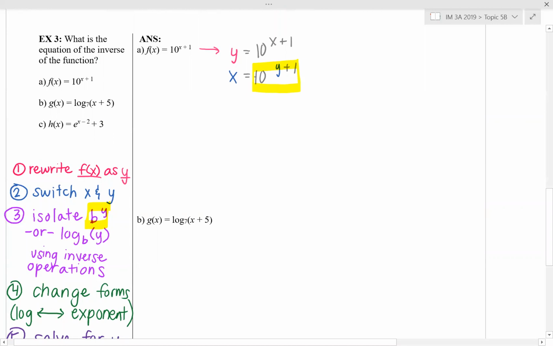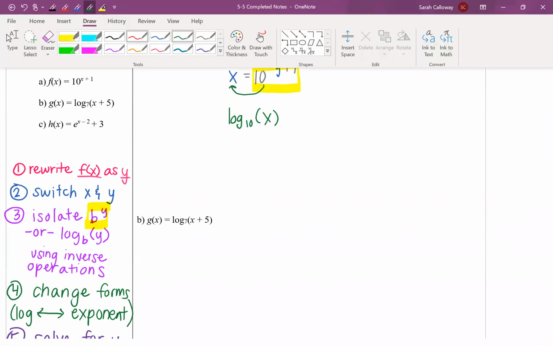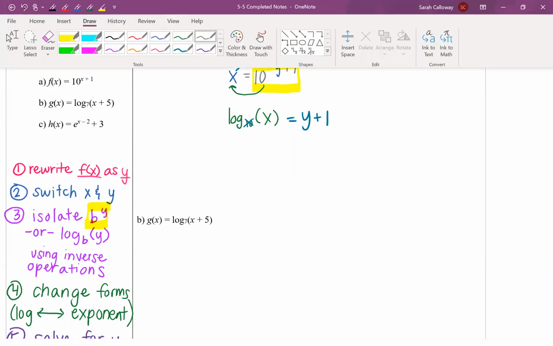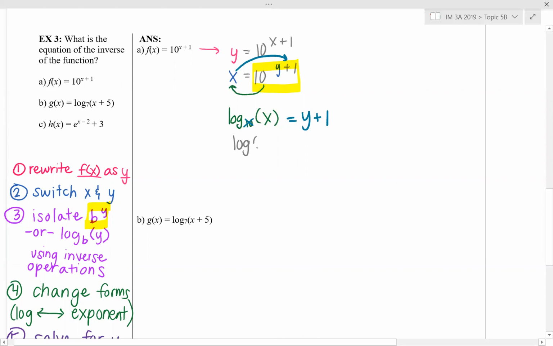So when I'm changing forms, I start at the base, and remember we go to the other side of the equal sign. So that means we've got log base 10 of x, and that is equal to, from the x, I'm going to the other side of the equal sign to what I have left over, which is y plus 1. Remember that because I have a log base 10, I can ignore that 10 because that is the common log. So what I really have here is log of x equals y plus 1.